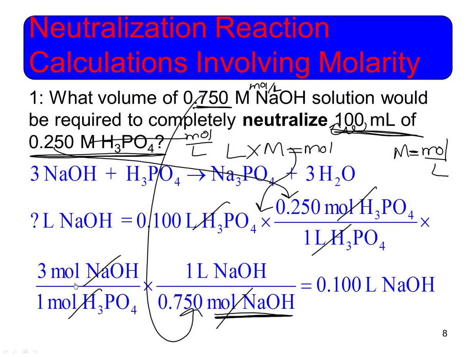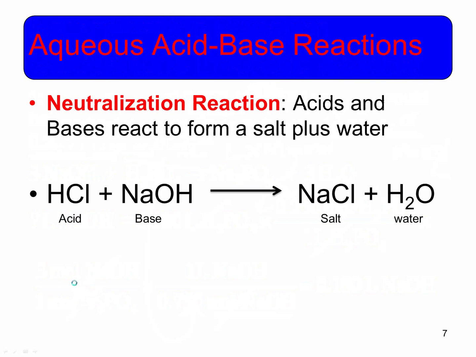So that's the volume of NaOH it would take to neutralize the acid. If we have 100 mils of acid at 0.250 molarity, it's going to take 100 milliliters, or 0.100 liters, to neutralize it. If we look back here, neutralize means to form a salt plus water. So that's how much we have to use to form the salt plus water, to neutralize the acid.